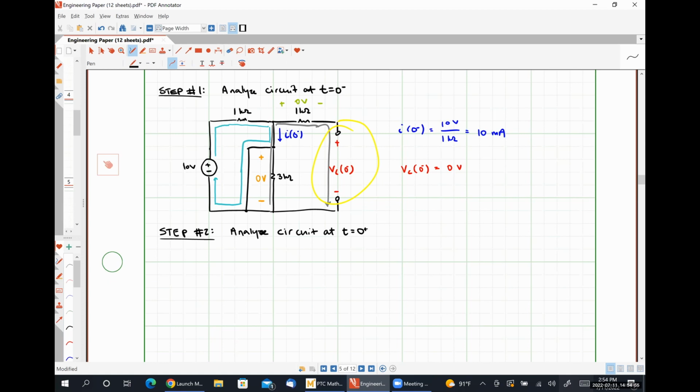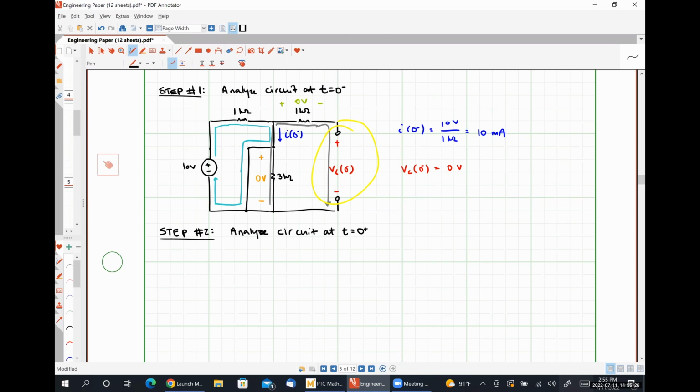Instead, and we haven't done this before, we've only dealt with inductors. So for a circuit with an inductor in it, we replaced our inductor with a current source having the same direction and magnitude as IL at 0 minus. For a capacitor, we're going to replace it with a voltage source having the same polarity and the same magnitude as the capacitor had at 0 minus.